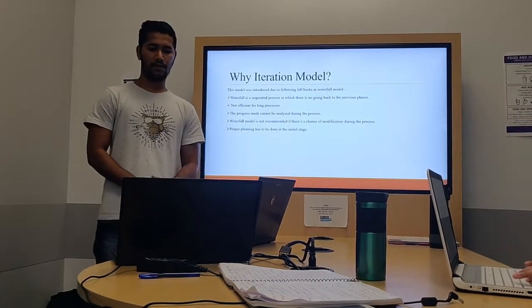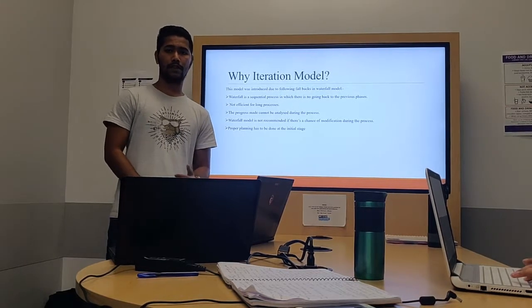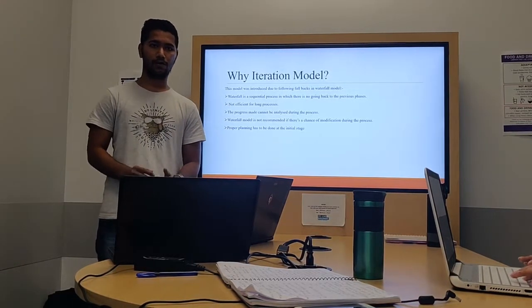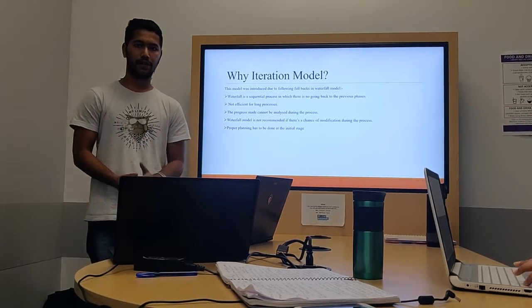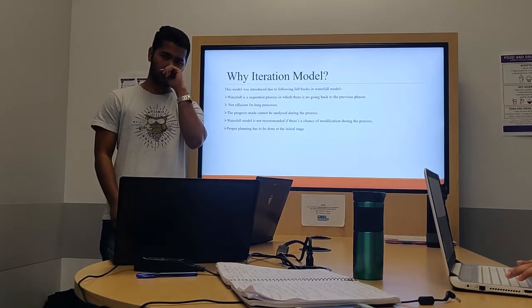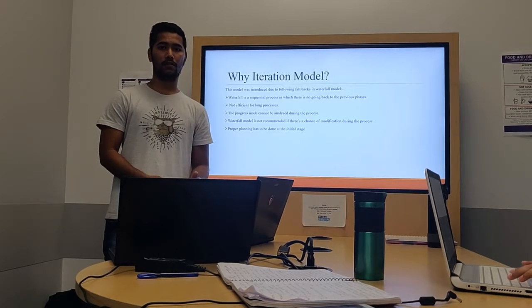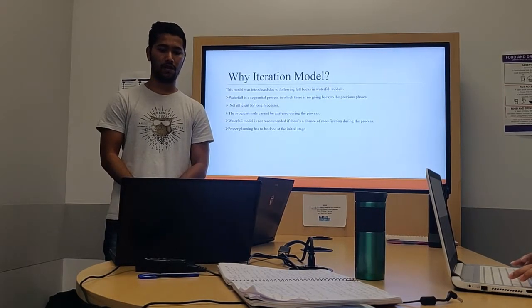So these were the limitations of the waterfall model, due to which there was a need to invent another model to overcome the problems which we had. So the iteration model was invented during that time. The iteration model is also called the iterative waterfall model because it is derived from the waterfall model.